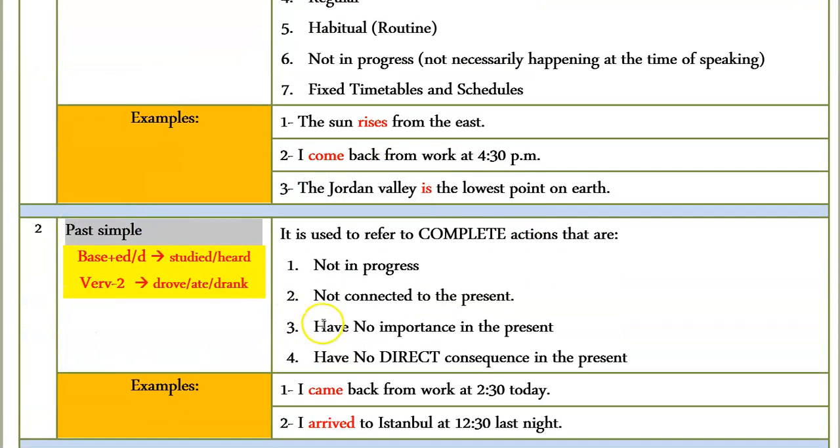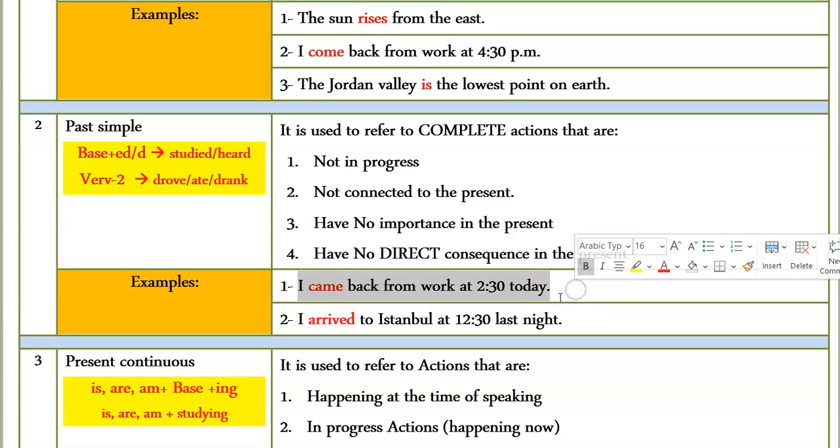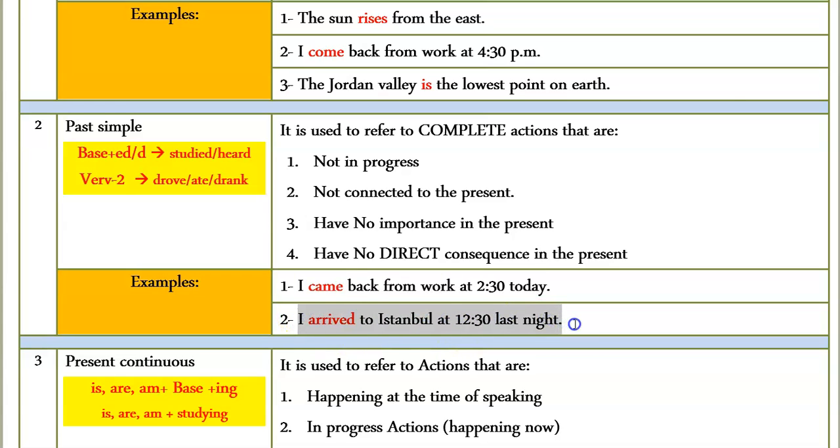Okay? Going down to the past simple. Remember that the past simple is used with complete verbs that have no connection to the present, or importance, or significance, or results. So I came back from work at 2:30 today. Now it could be like 9:30 in the evening. I arrived in Istanbul at 12:30 last night.